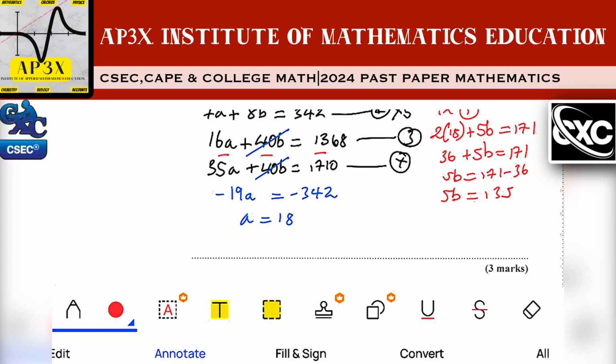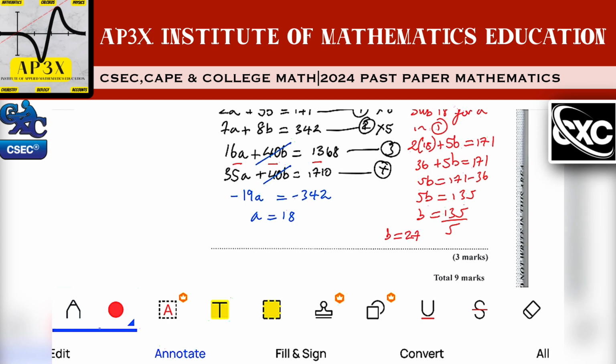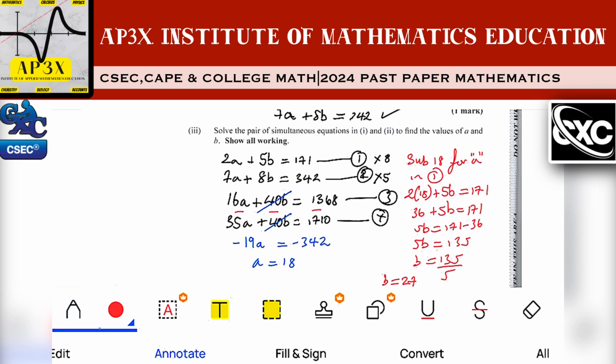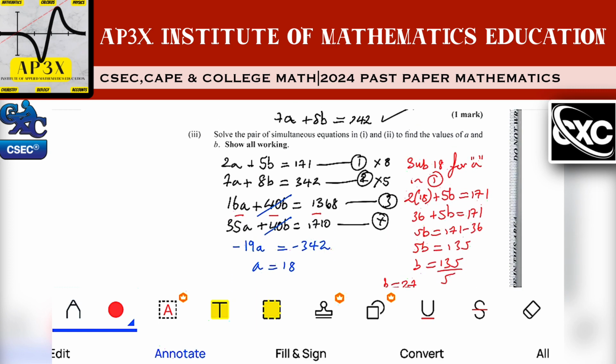So therefore, if we split the product, b is equal to 135 divided by 5, and so that will be equated to 27. So b is in fact 27. All right, and they did say that we should show all working. So that's it. That's how you attain those 3 marks, guys, for that simultaneous equation.